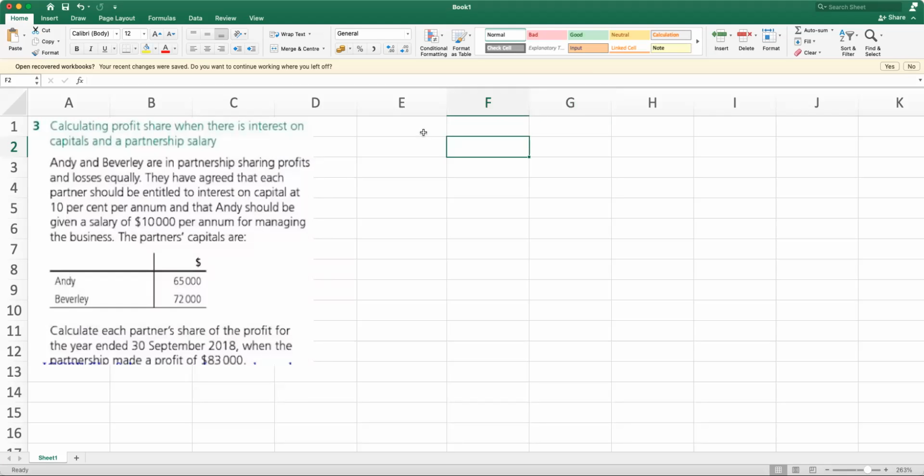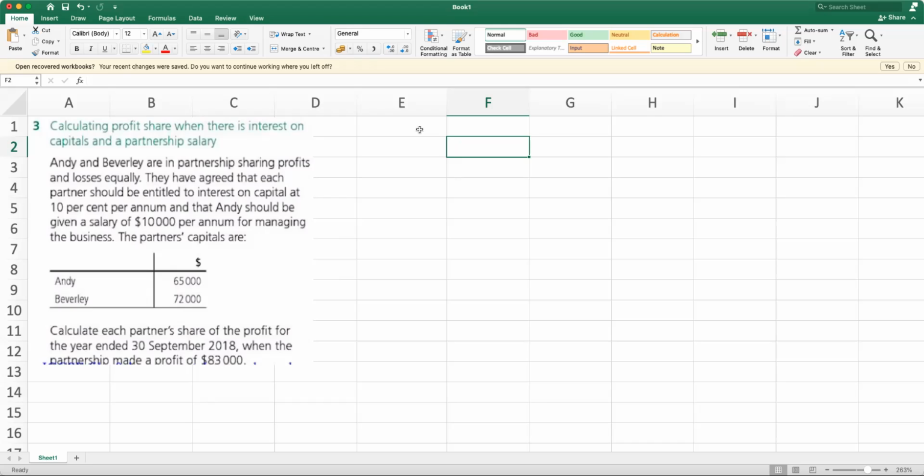Okay, although it's not mentioned that we need to do the appropriation account, just to practice, we're just going to immediately do it as it is. So for question number 3, it asks us to calculate the profit share when there is interest on capital and a partnership salary. They agreed upon 10% per annum, and Andy should be given a salary of 10,000 per annum for managing the business.